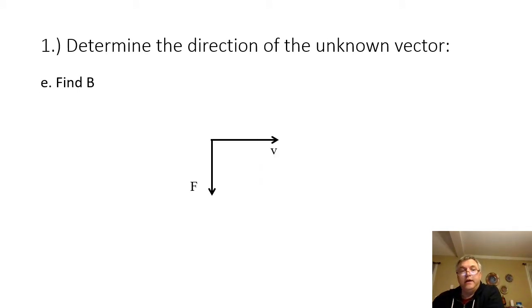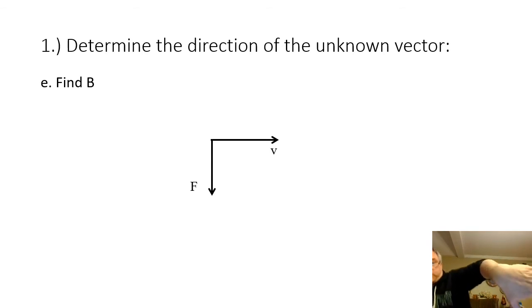Part E gives us the force in the negative y direction, the velocity in the positive x direction, and asks us to find the direction of the magnetic field. So if the force is going in the negative y direction, my thumb needs to be pointing downward. My fingers, which represent the velocity, need to be pointing in the positive x direction.